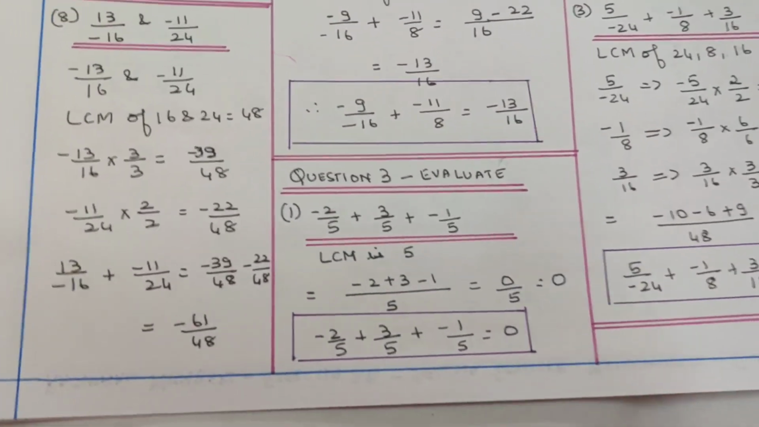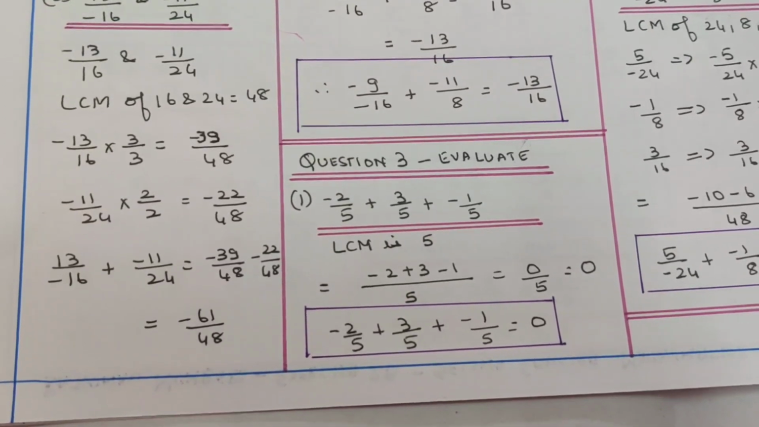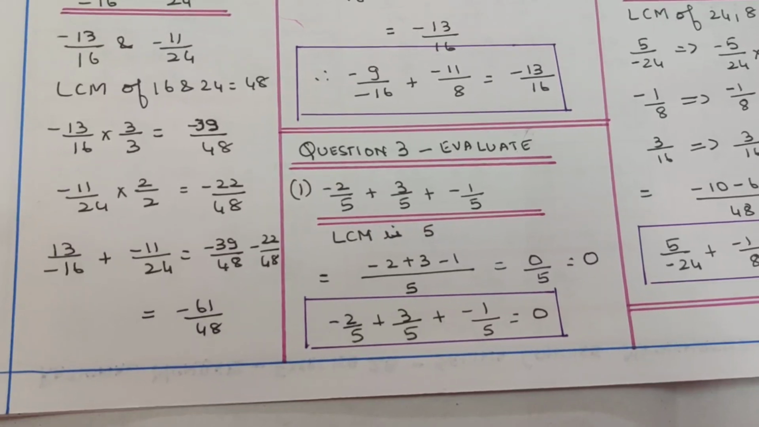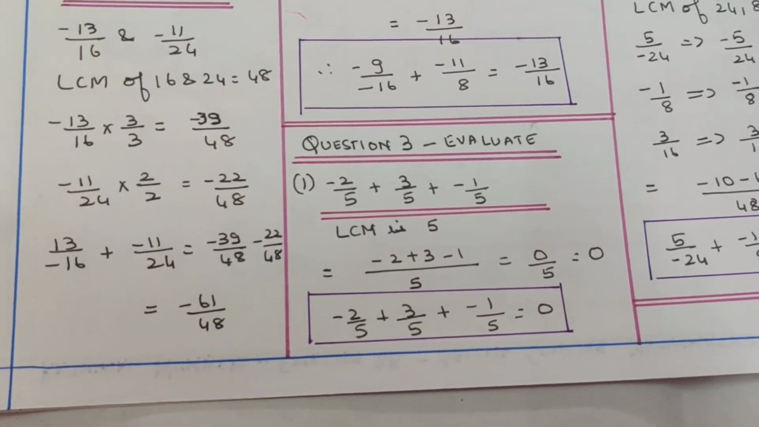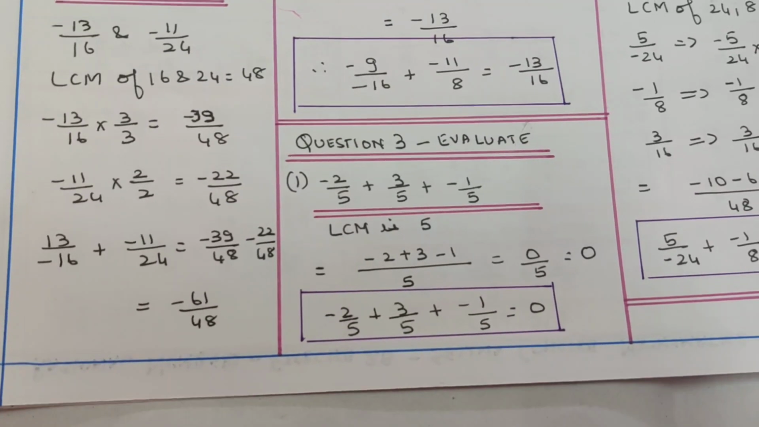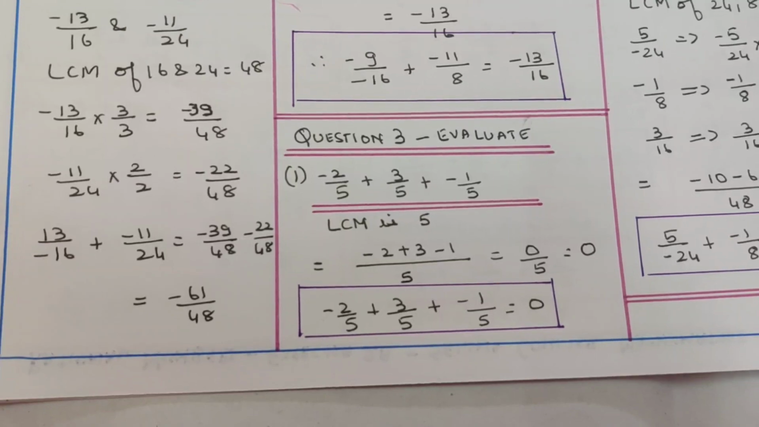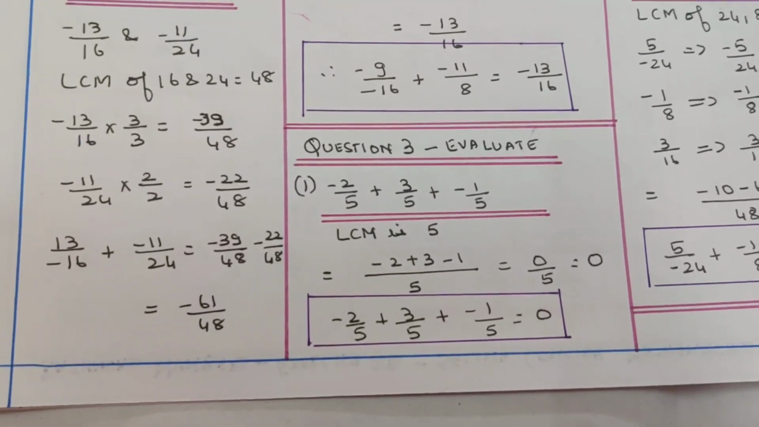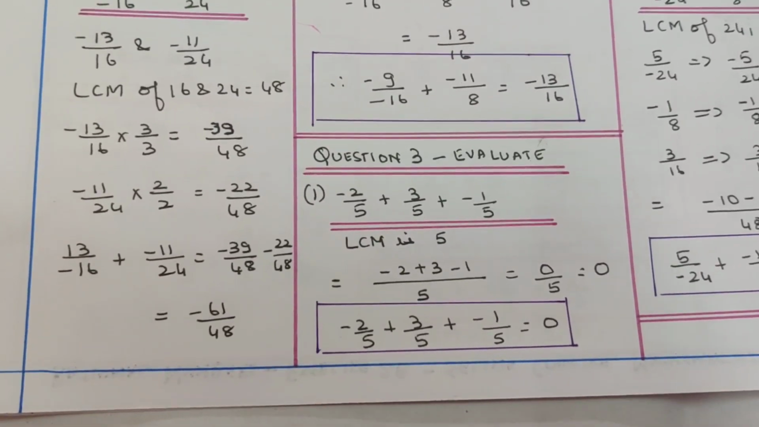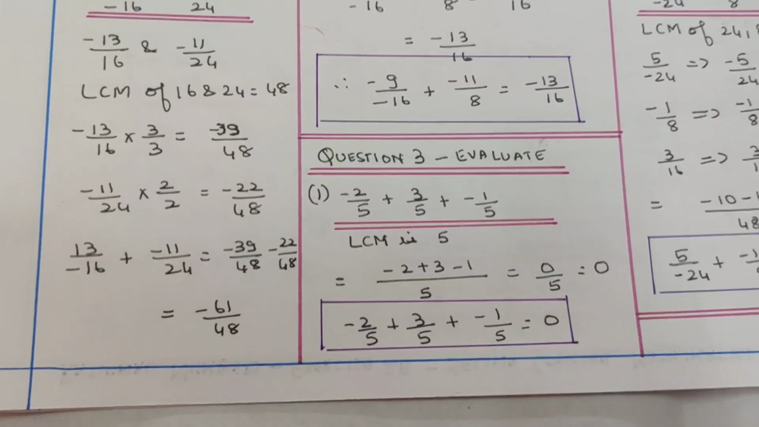Let's move on to question number 3. Minus 2 by 5 plus 3 by 5 plus minus 1 by 5, 3 numbers. Here we have a common denominator, so when you simplify, you get 0 by 5, and therefore the answer is 0. When 0 is divided by any number, the answer is 0. We didn't take the LCM here. No need to take the LCM here. It's a common denominator. Or if you even take the LCM of 5, 5 and 5, the LCM will be 5.